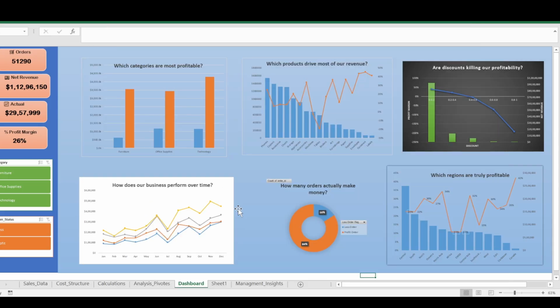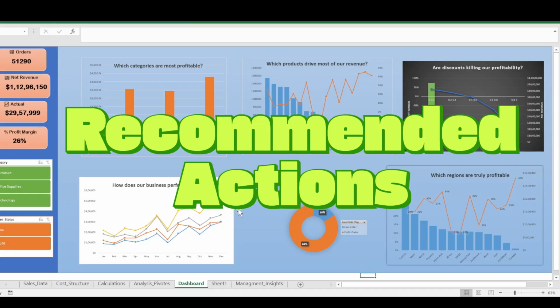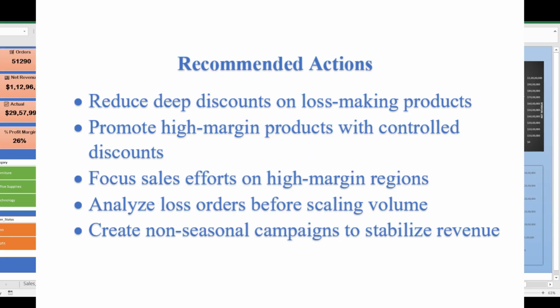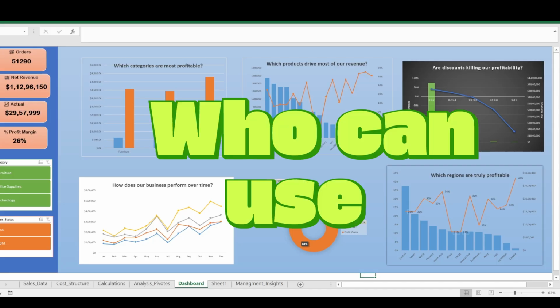So the next step is recommended actions. Based on this dashboard, the business can reduce deep discounts on loss-making products, promote high margin products with low discounts, focus sales efforts on high margin regions, analyze the loss orders before scaling volume, and create non-seasonal campaigns to stabilize revenue.